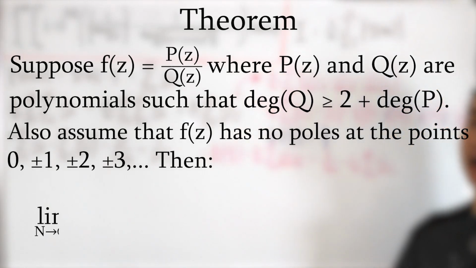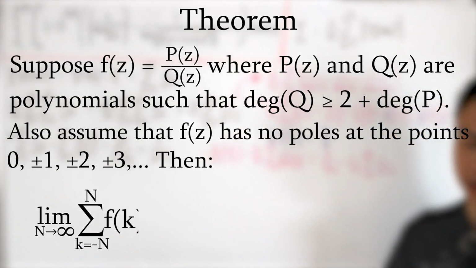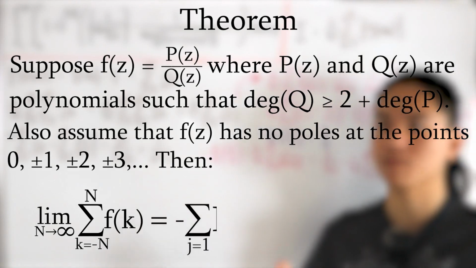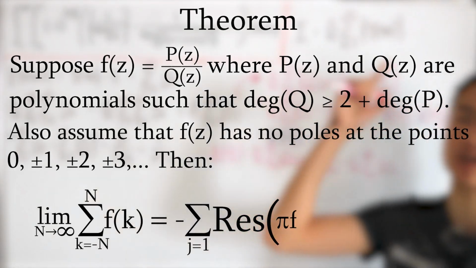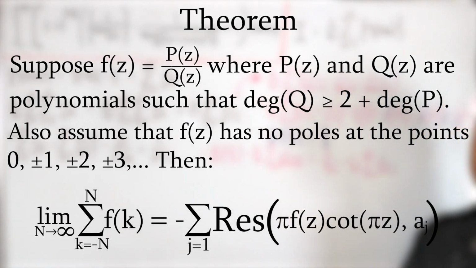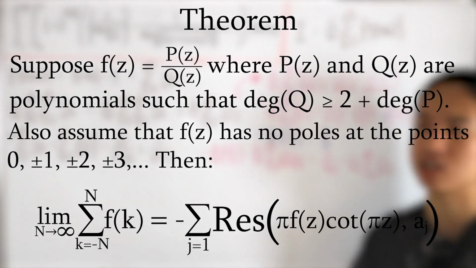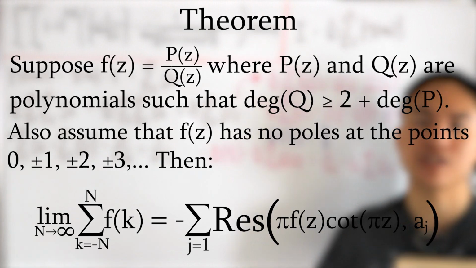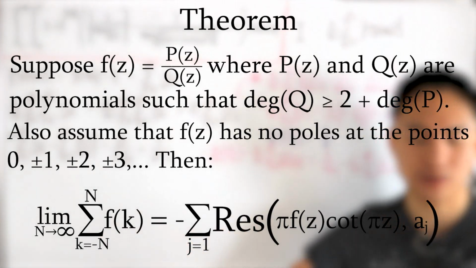Then we have that the limit as n approaches infinity of the sum, where the lower sum is k equals negative n and the upper sum is capital N, of f of k is equal to negative the sum of the residues of pi times f of z times cotangent of pi z, evaluated at each pole a sub j, we'll call it.